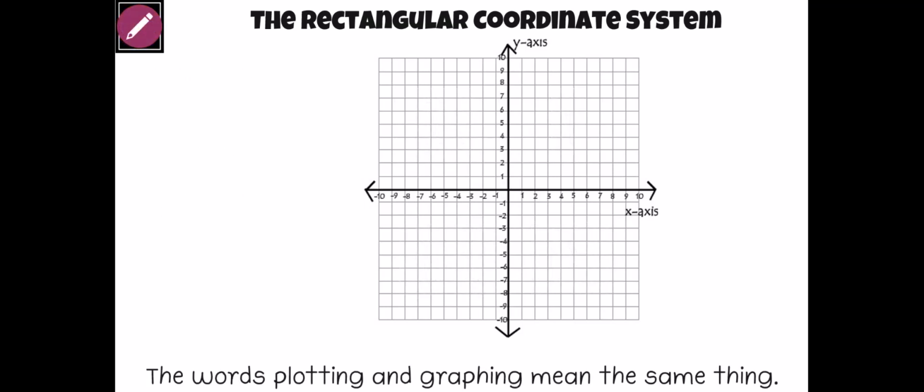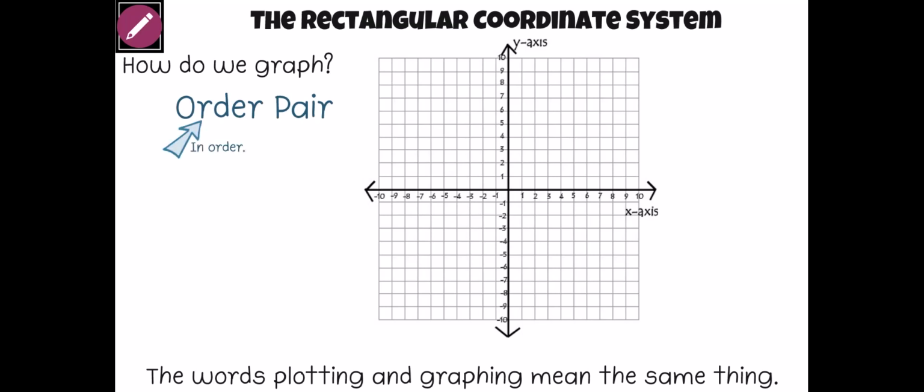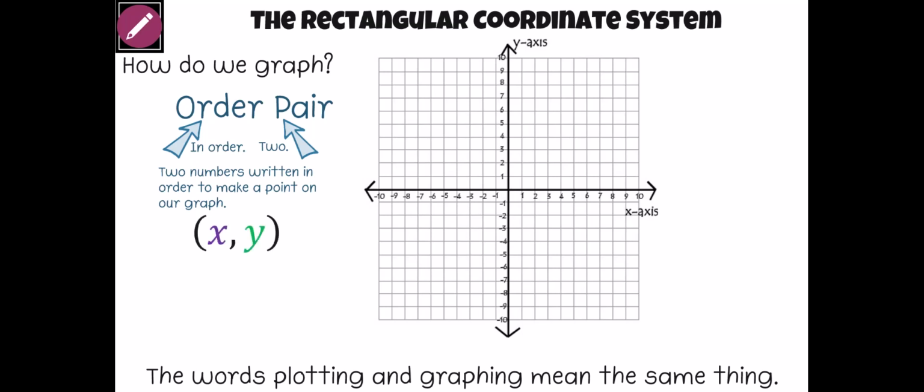The words plotting and graphing mean the same thing. And how do we graph? Well, we have something called an ordered pair. Ordered means it's in order, and pair means we have 2. 2 numbers written in order to make a point on the graph. Those ordered pairs are always x, y. 1 point from each axis.